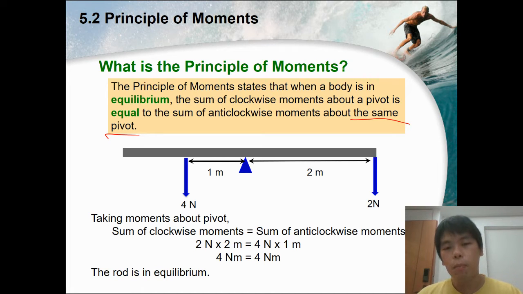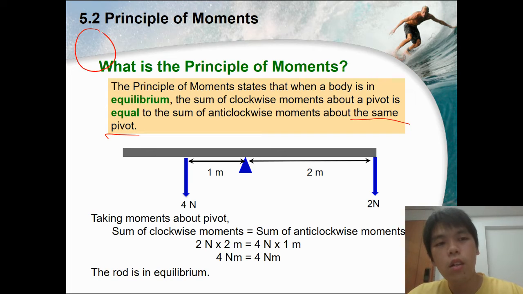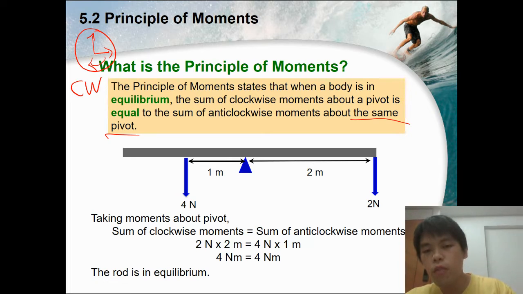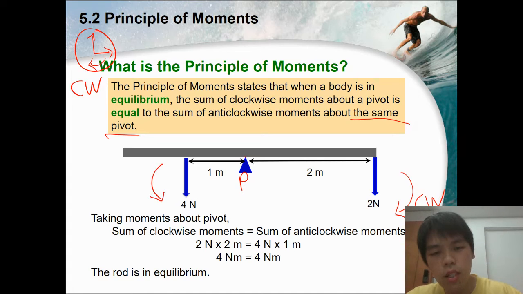Taking moments about the pivot, the sum of the clockwise moments. So you ask, which is clockwise, which is anti-clockwise? Remember our clock, our minute hand, it will turn this way. This is what we call clockwise. So which force will give a clockwise moment about the pivot here? The pivot is here, the triangle. Which one will give the clockwise? Correct, it's the 2 newtons. So this gives the clockwise. This 4 newtons will cause it to turn anti-clockwise.